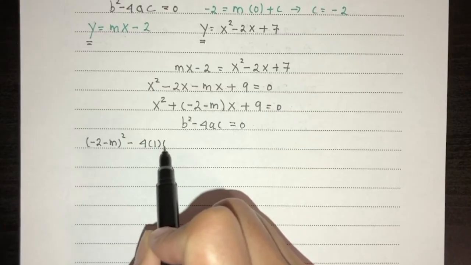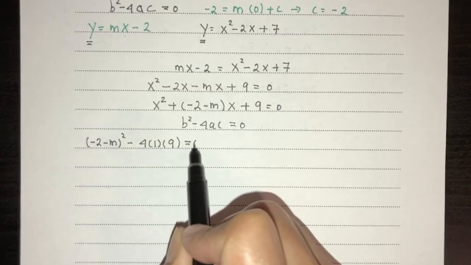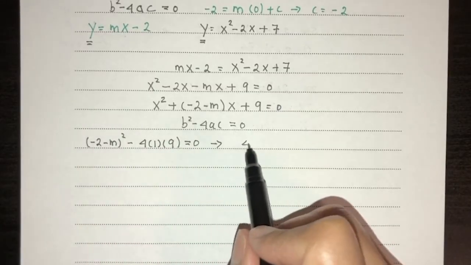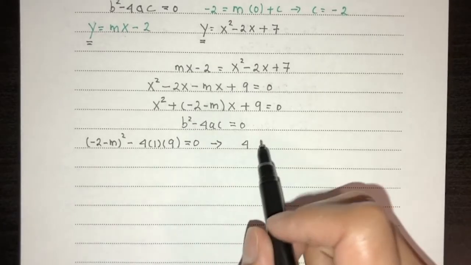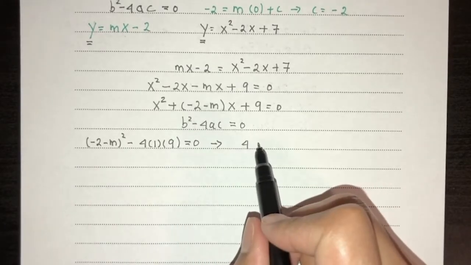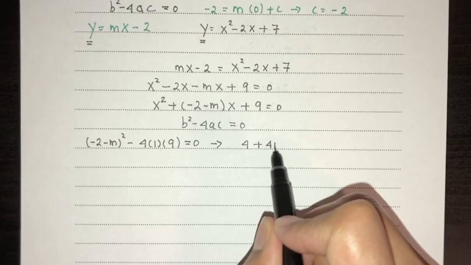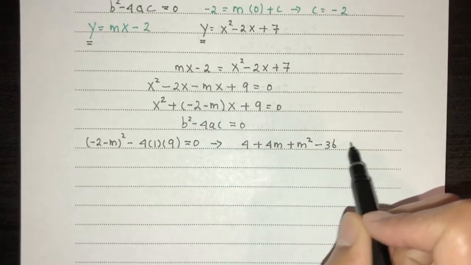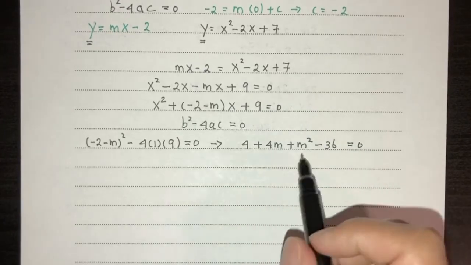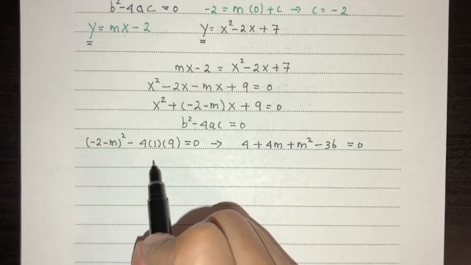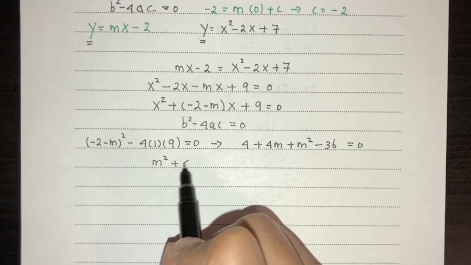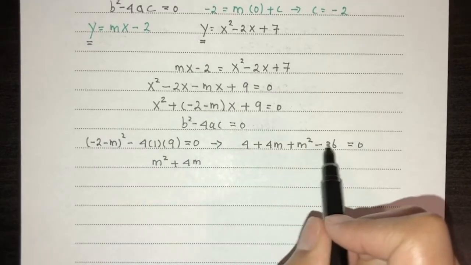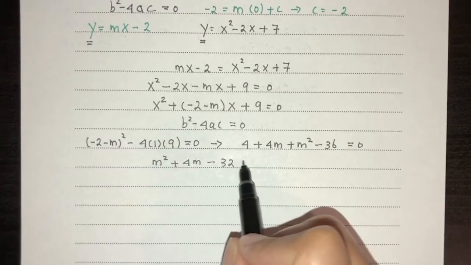4 times a times c, so you will get 4 plus 4m plus m squared minus 36 equal to 0. Now simplify, you will have m squared plus 4m minus 32 equal to 0.